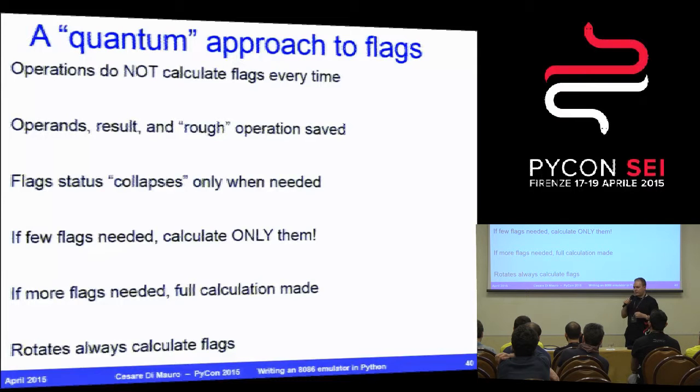What I do, when I need to read some flag, I collapse that flag, only that flag, and take a look at the value. So if I have a few flags to take a look, I just calculate their value and take a look. That's all. Unfortunately, if I have to read many flags, it doesn't make sense to just pick one of them separately. I just calculate all of them.